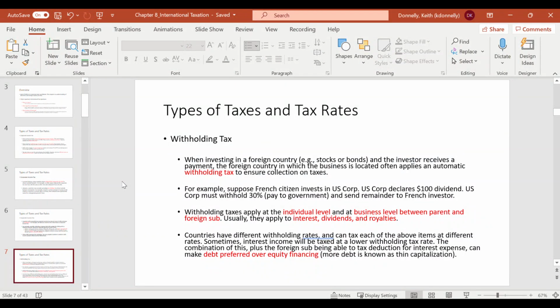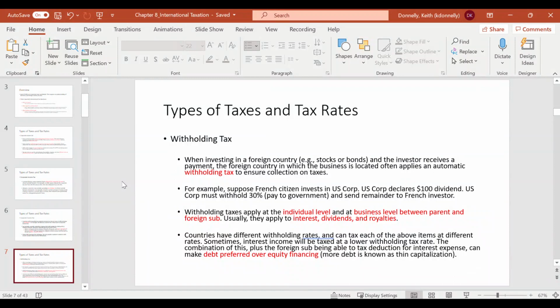Now, the next idea here that we have to consider, right, this is just a general lecture. It's just telling you the different dynamics that are in play in international tax. There's not a one-size-fits-all answer for everybody. It's a facts and circumstances, taxpayer-specific question. But variables in that consideration, one of them would be withholding tax.